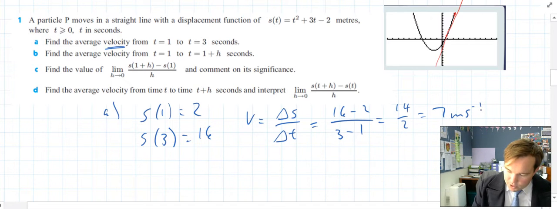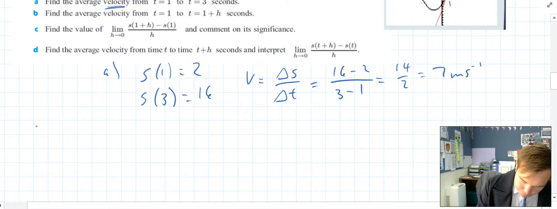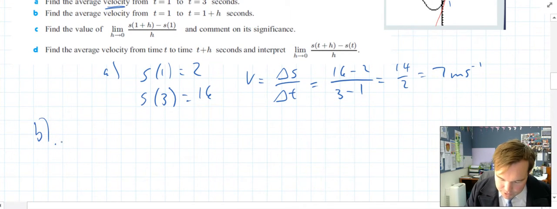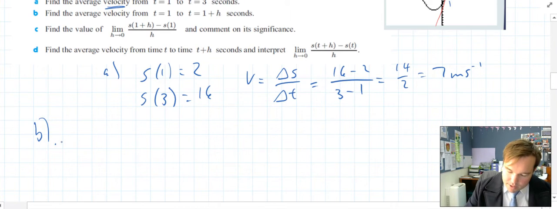Yeah. So that is the average velocity from time equals 1 to 3, and you can sort of imagine on this slope here, that could well be a slope of 7, meaning for every 1 across, we go 7 up. 1 across, 7 up. Alright, part B. Find the average velocity from time equals 1 to time equals 1 plus h.